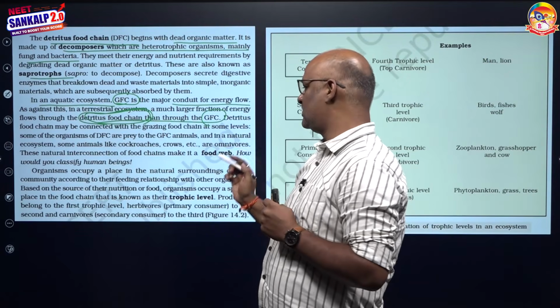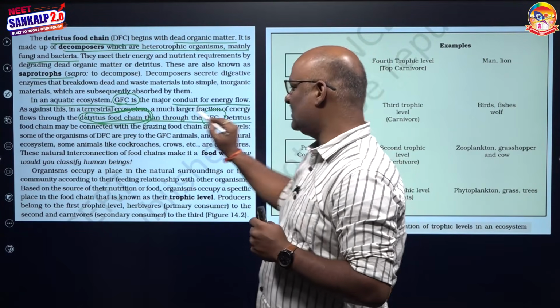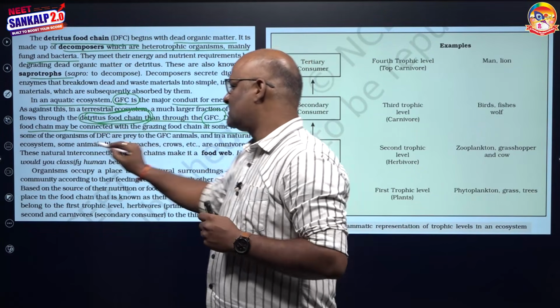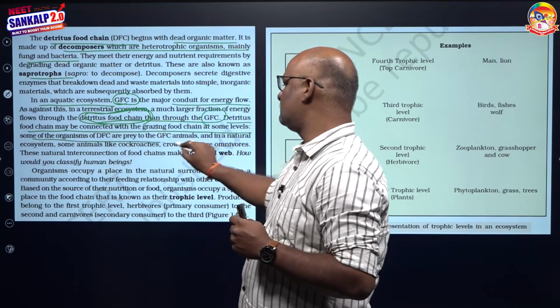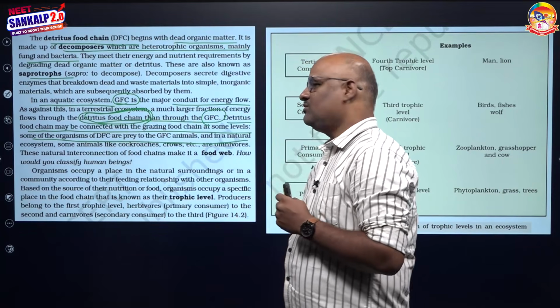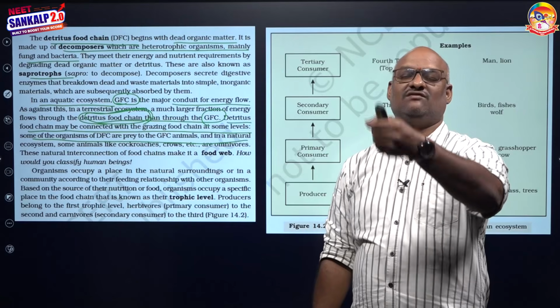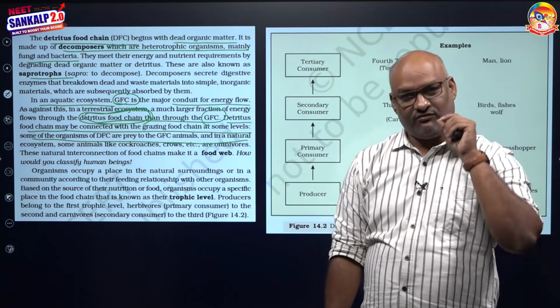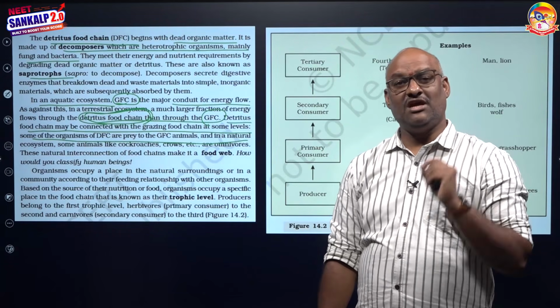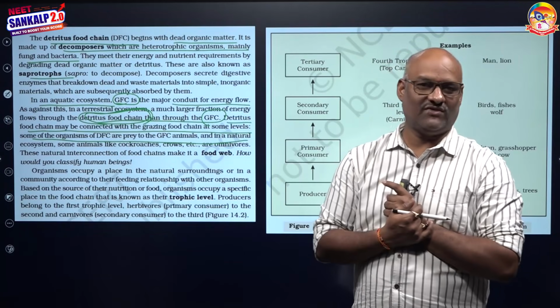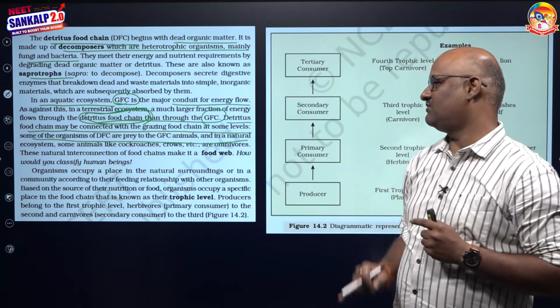Now, please note this point here. The detritus food chain may be connected with the grazing food chain at some levels. Some of the organisms of DFC are prey to GFC. The detritus food chain is connected to the grazing food chain at some levels. The organisms of DFC may become prey for the organisms of GFC at some levels. Very important point. These two points you have to remember.